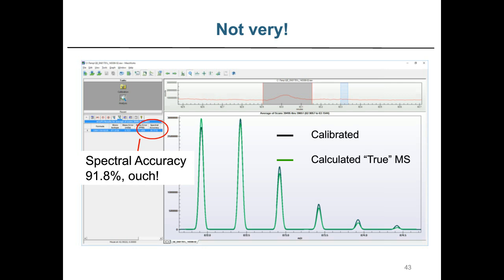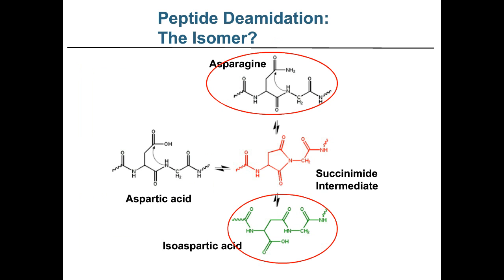And if we look at the spectral accuracy here, and you can see the overlay of the calibrated and the true, it does not match very well. The spectral accuracy here is about 91.8. That's a flag. That's telling us that there's something wrong here. And again, the asparagine produces two isomeric forms, and there's a possibility that they can elute at different positions.